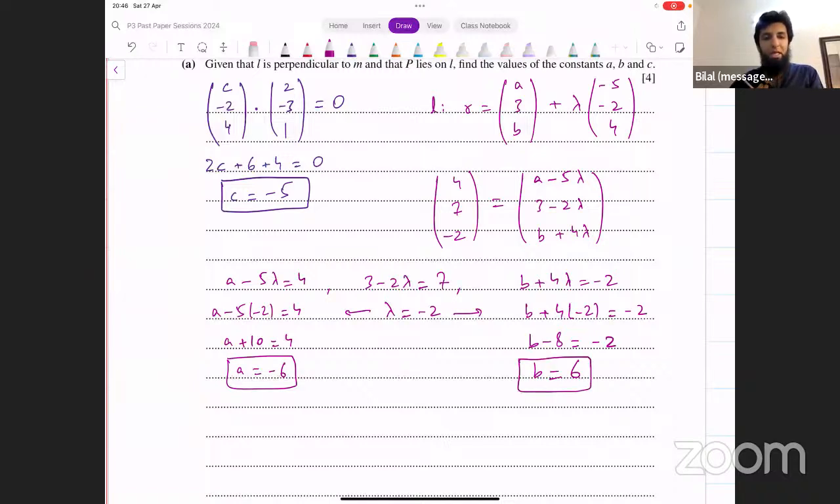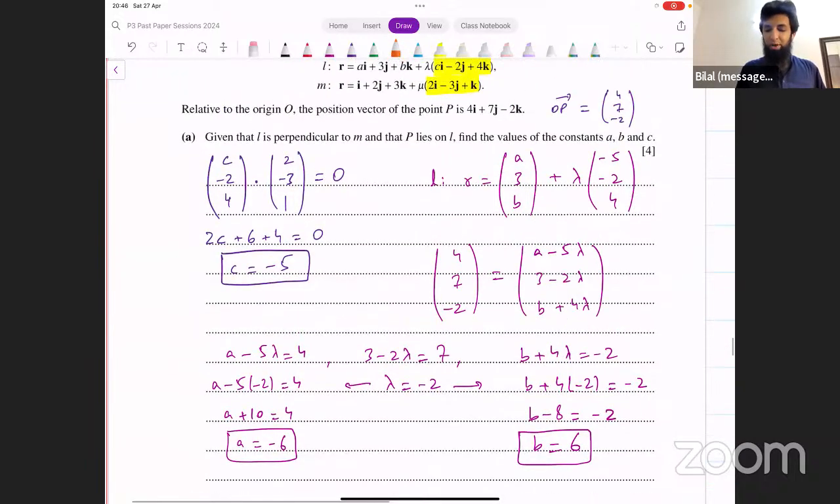Okay? We got the values of a, b, and c. That was the first part. So for a and b, we just put that point P inside this equation. All right. Okay. Now, let's look at the next part.